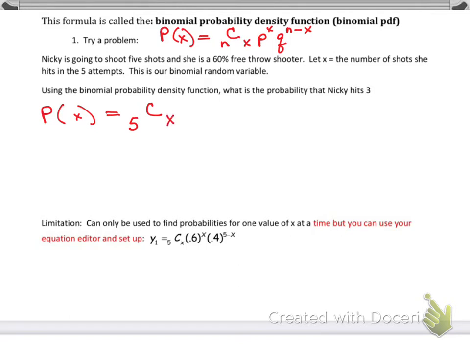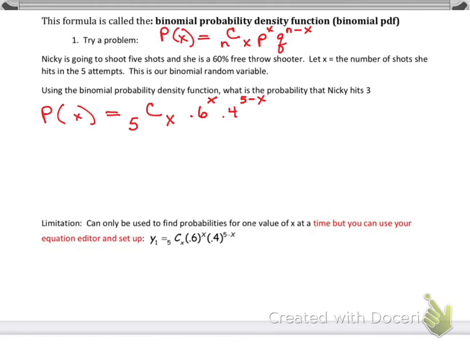Then next thing, take your probability. She's a 60% free throw shooter. So that's going to be 0.6, and that's raised to the x, which is her success. And then 0.6 taken away from 1 gives me 0.4, and this will be raised to n, which is 5, minus x. Okay, so that's the setup. So you want to go back and make sure you understand that. So how am I going to do this?